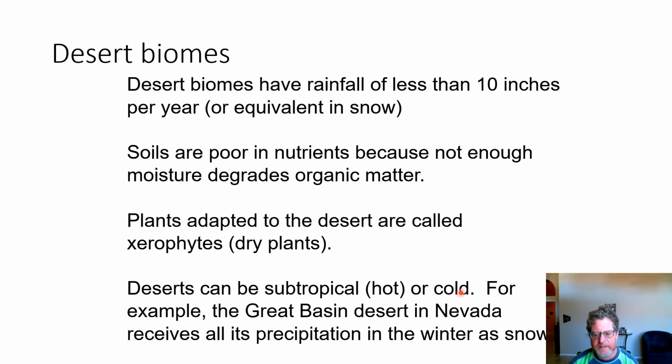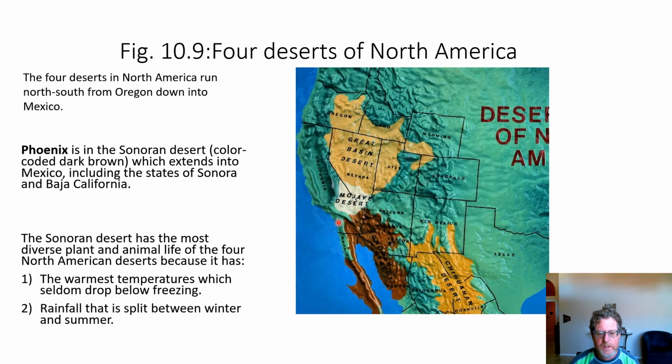So we live in a hot desert, but if you go north to Nevada and into Utah, that's a Great Basin desert, and their precipitation in the winter is snow. So there can be cold deserts. So here are the 4 deserts of North America.